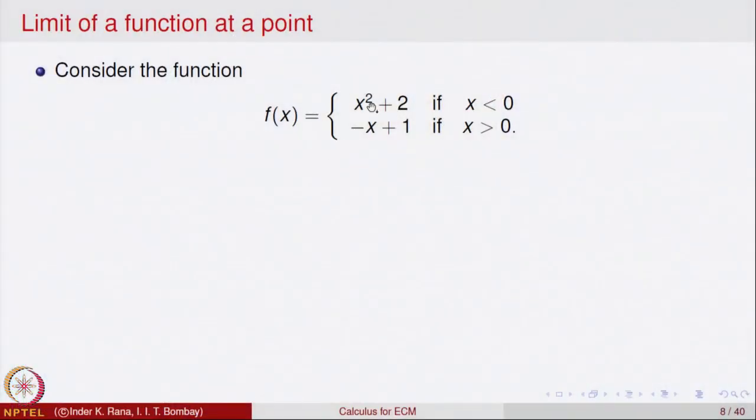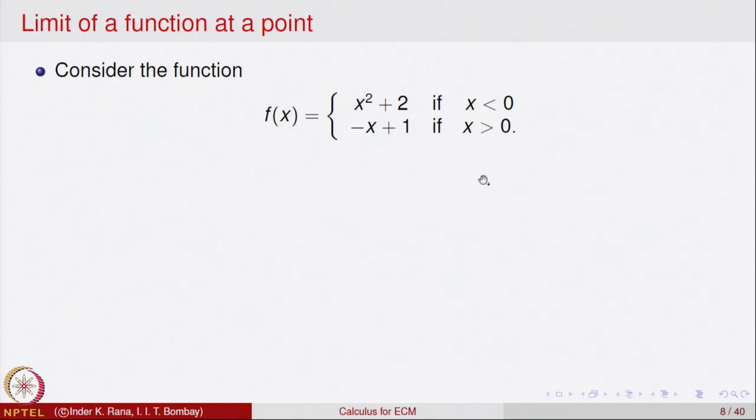So, let us take a function f of x, which is defined as x square plus 2 if x is less than 0, and it is defined as minus x plus 1 if x is bigger than 0. So, it is defined by this formula for x less than 0, and by another, different formula for x bigger than 0. At 0 it is not defined at all.